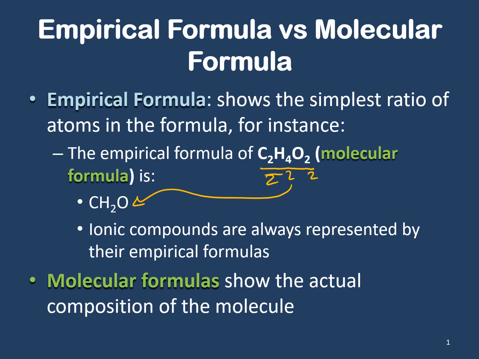Molecular formulas are different in that they show the exact composition of the molecule. The molecular formula is by far the more valuable of the formulas to have, as it tells you exactly how many atoms of each element are present in the compound itself, in the molecules. However, sometimes we don't have enough information to determine our molecular formula, or we need to determine the empirical formula first before we can identify the molecular formula.